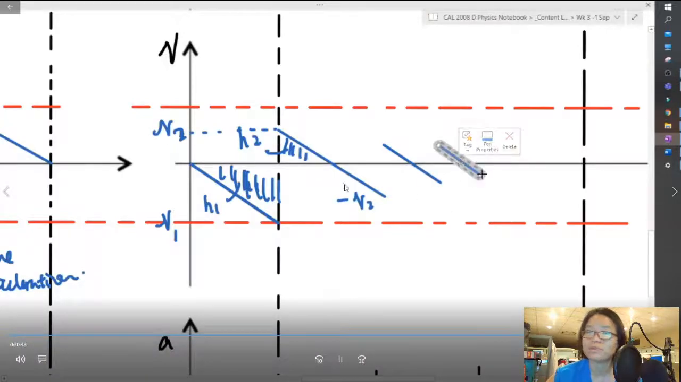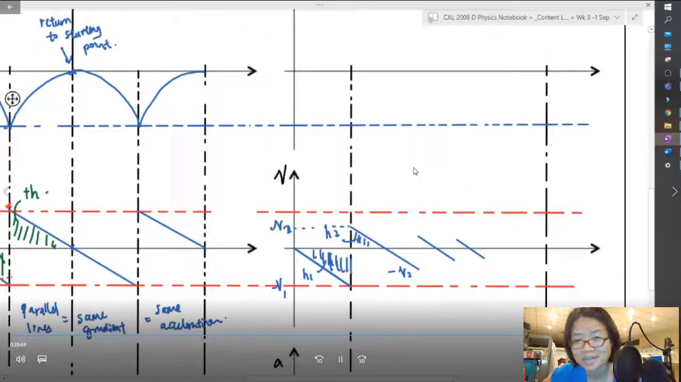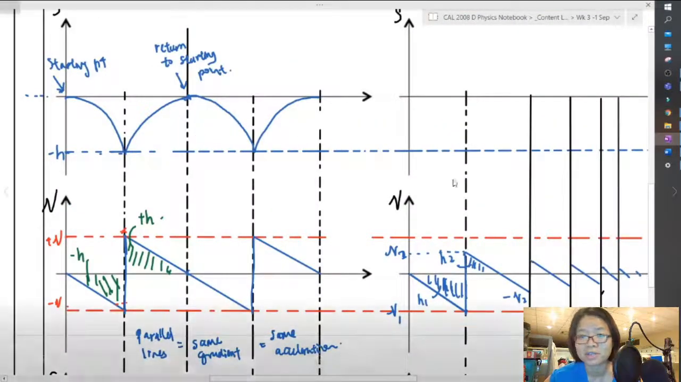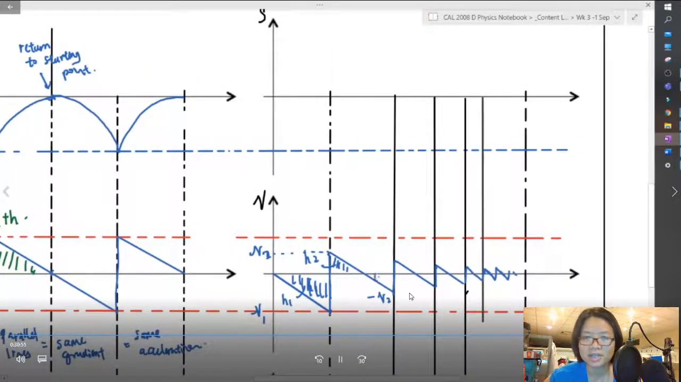Alright, anyway, if you're wondering what I'm doing, I'm faffing about and trying to make sure all the lines are parallel. Because once again, gradient is the acceleration, which is negative 9.81. So you can see, after I faffed about, I have fast forwarded this, because it took me a while. And then you notice that the VT graph will look like this. You compare left and right.